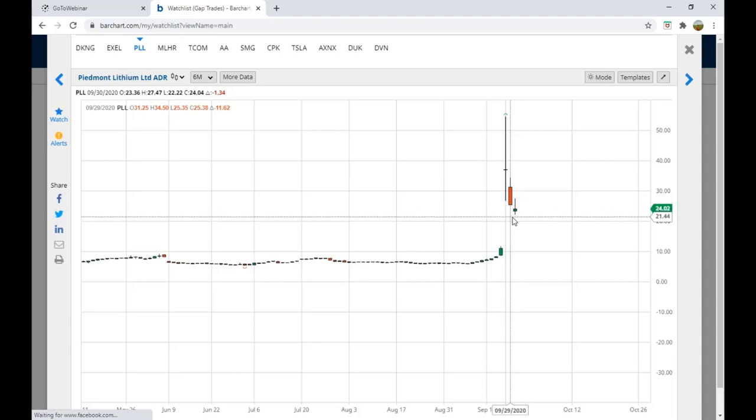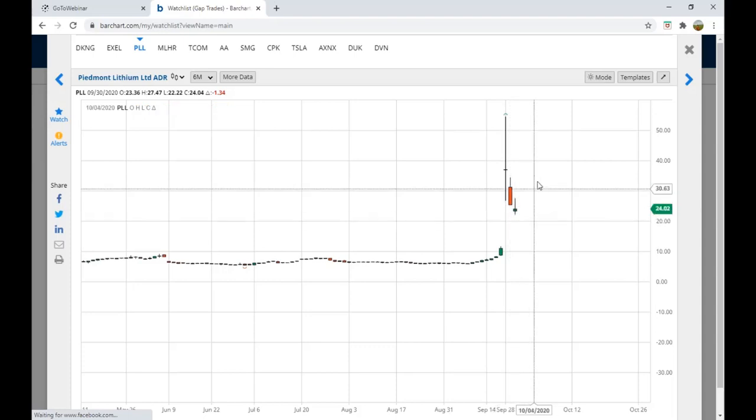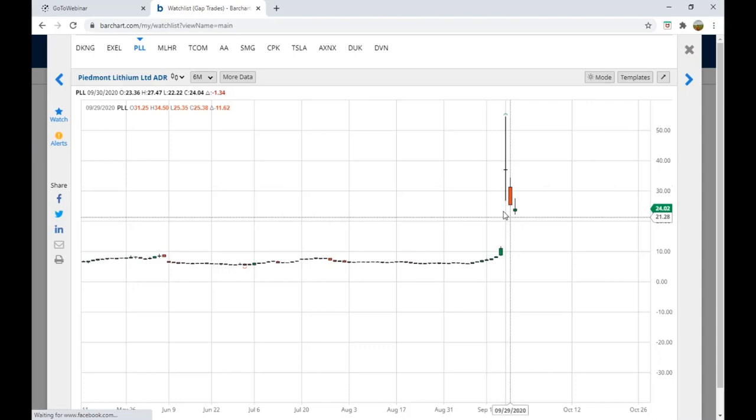Now, how far could it retreat? Well, let's see if we make a base, or maybe price might retreat all the way back to the origin of this big explosive movement.